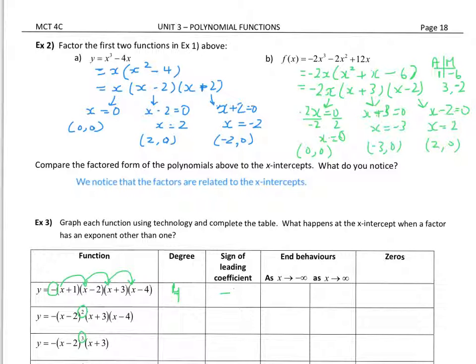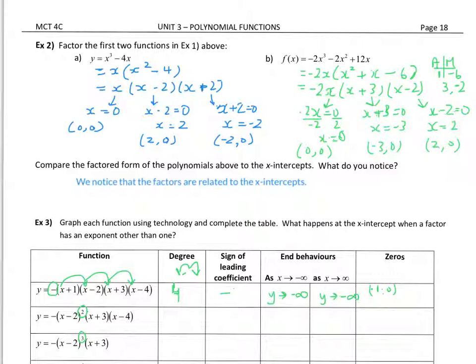Okay, so degree 4, and with that leading coefficient, we should have something that looks like this in terms of end behaviors. As x approaches negative infinity, y approaches negative infinity. And as x approaches positive infinity, y approaches negative infinity. And our zeros here should be at negative 1, comma 0.